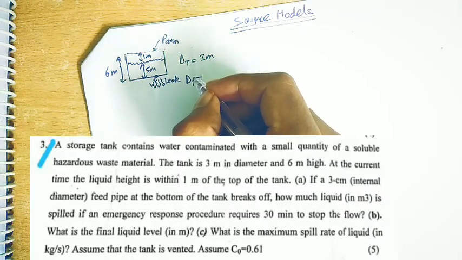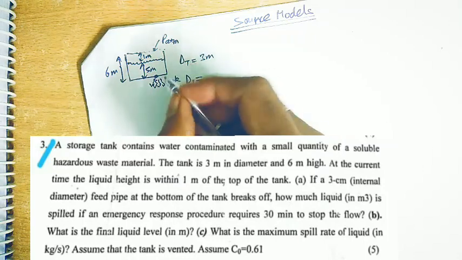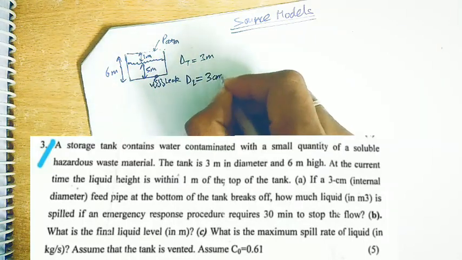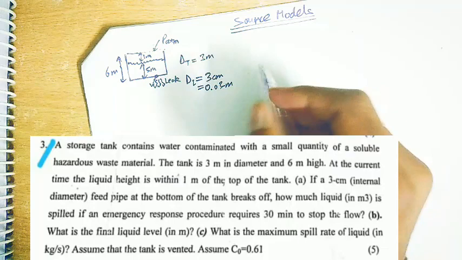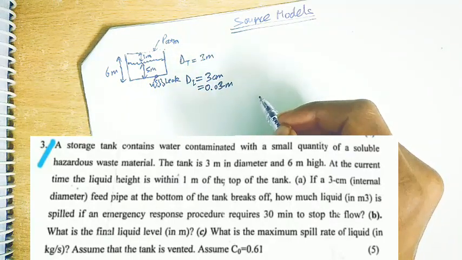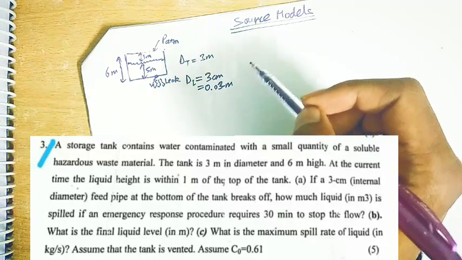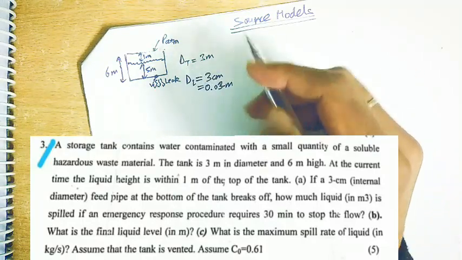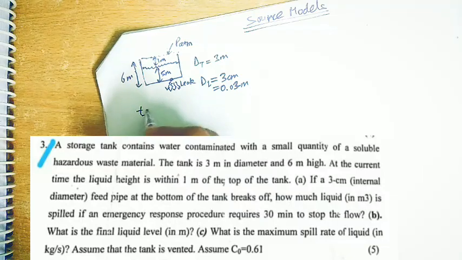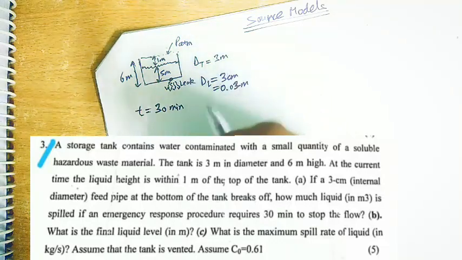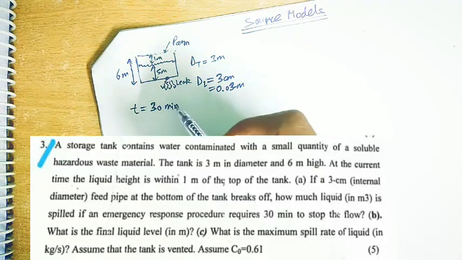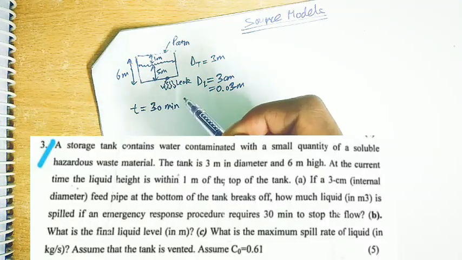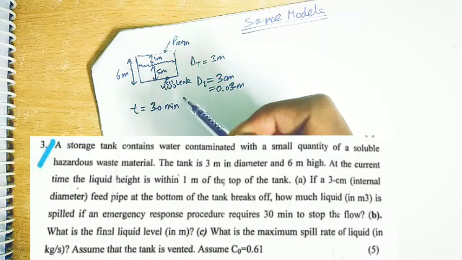It says there is a 3 centimeter internal diameter feed pipe, so this is actually a feed pipe and it is 3 centimeter diameter, or let's take 0.03 meter. What happens is that there's a leak and liquid will flow out from the bottom. So we need to find the liquid level after a time of 30 minutes has gone by, and after that the leak is closed, emergency response is activated. So we have to find how much liquid level has dropped during this time. And rest everything is same, maximum spill, that is QM.